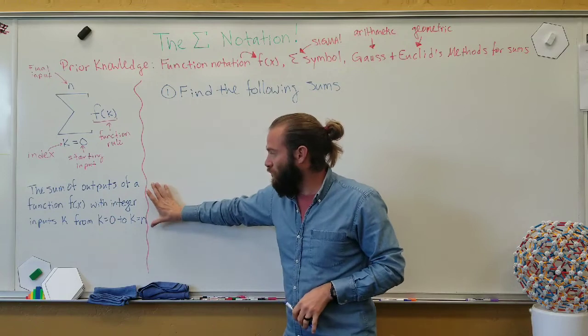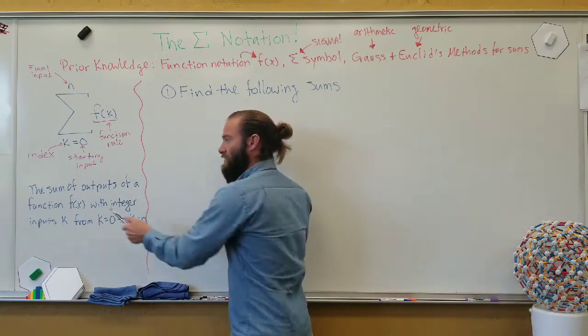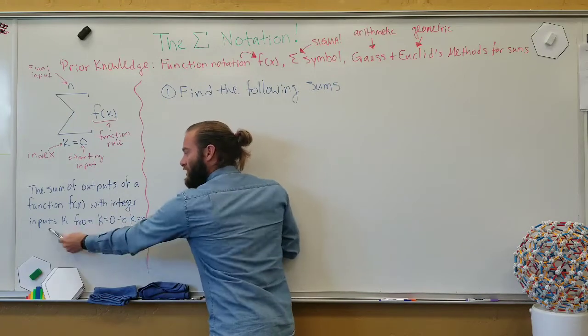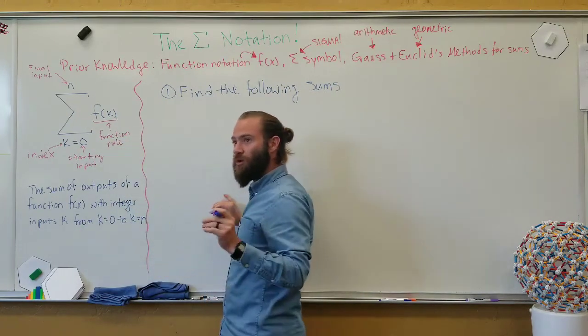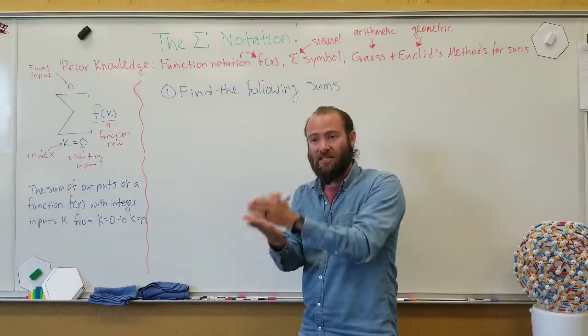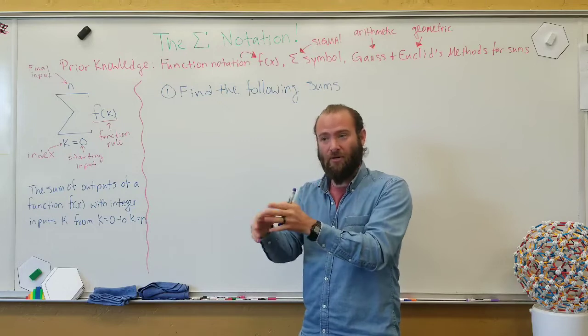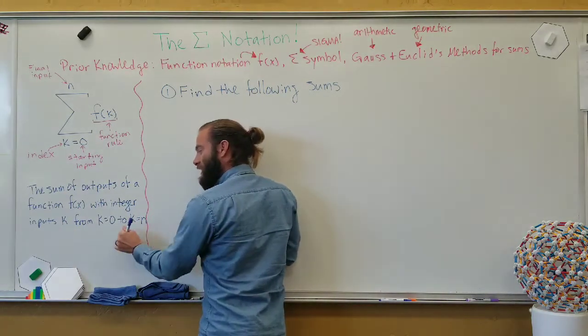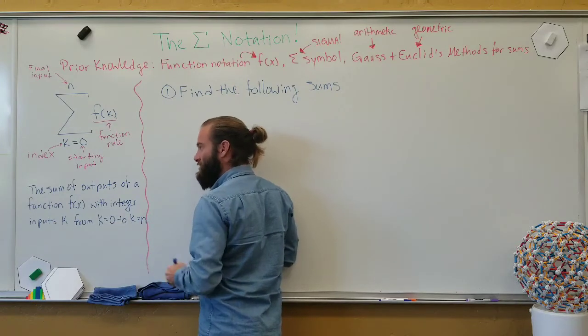Here's an important in words way of saying what's going on. This is the sum of the outputs of a function f of x with integer inputs, because the sum notation only works for what we call discrete situations, which are like countable, and in this case, integer based, right? Whole numbers or negatives or 0. Okay, from k equals 0 to n. And again, it doesn't have to start at 0.